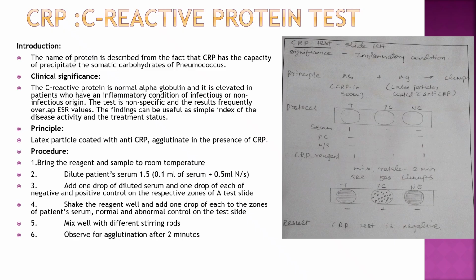C-reactive protein, CRP, is also done the same way. Take test, positive control, negative control, then add serum and reagent, mix, wait for 2 minutes and look for clumps. The significance of C-reactive protein is that it is mainly a marker of inflammatory conditions of infectious or non-infectious origin. So when the WBC count is raised and ESR is raised, CRP is also positive.